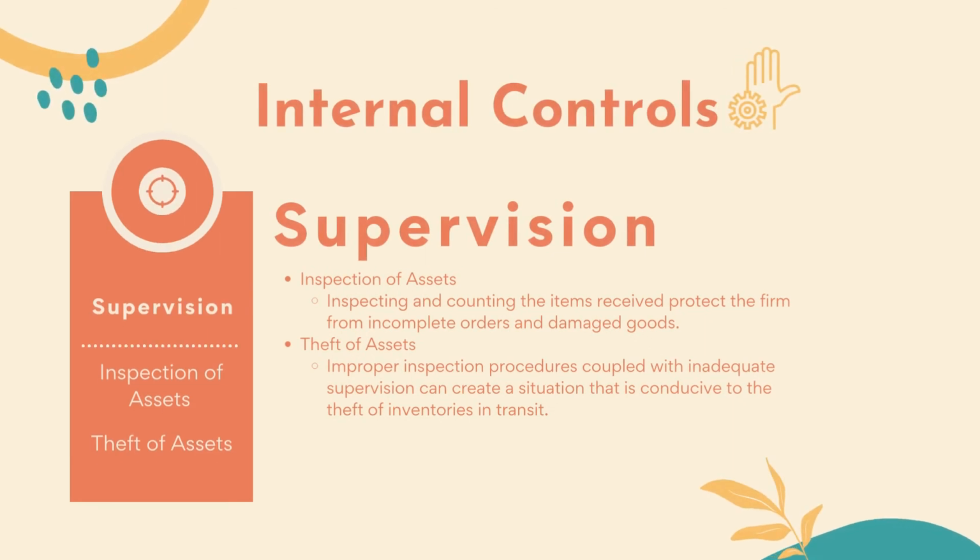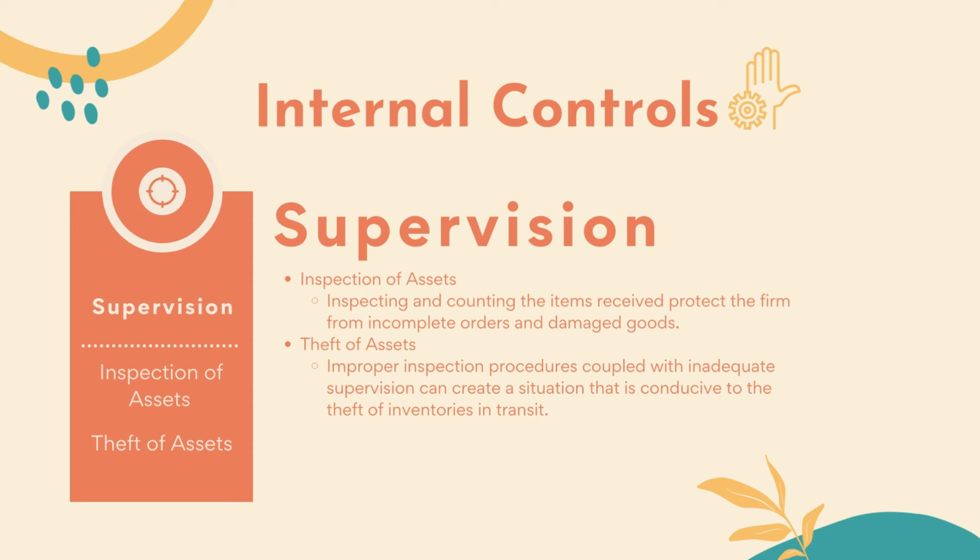Supervision. In the expenditure cycle, the receiving department is the area that most benefits from supervision. Large quantities of valuable assets flow through this area on their way to the warehouse. Close supervision here reduces the chances of two types of exposure: 1. Failure to properly inspect the assets, and 2. The theft of assets.